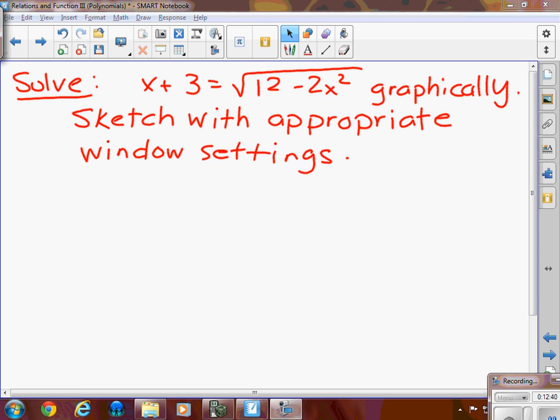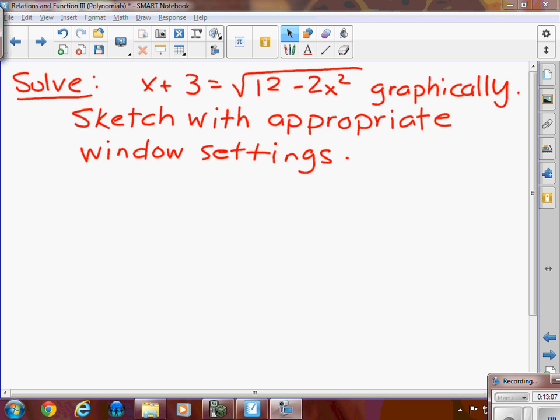Here's the next one, which is kind of the title to this whole section. Solve x plus 3 equals the root of 12 minus 2x squared graphically. Then sketch it with appropriate window settings. Before we go on, some of you are entering it, what does appropriate window settings mean in the context of solving? You can see all the intersections on these guys. Okay, you can see all of your solutions in the window. So go and try to get this thing in appropriate windows.